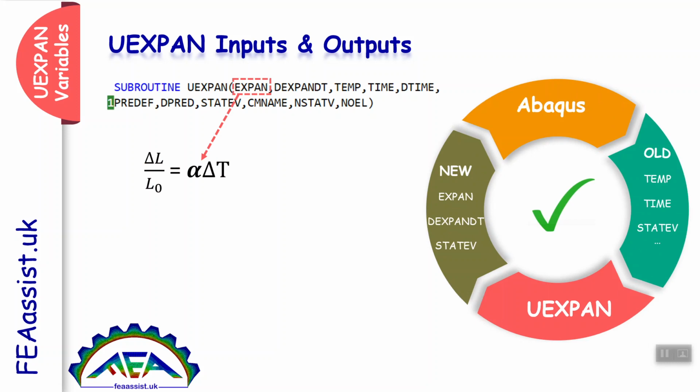Actually, delta L per L0, which is the normalized length increase, is equal to the thermal expansion coefficient multiplied by delta T, which is the temperature increase. This alpha should be defined in this subroutine.